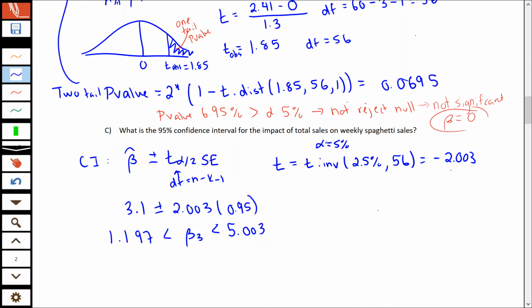And so what we have, we've got this interval. We can see, if we wanted to do a follow-up question, that beta equals 0 is not in the interval. And so we could say that this is statistically significant if that was the question. They didn't actually ask us, but if they wanted to ask us, we could also conclude that it is statistically significant.